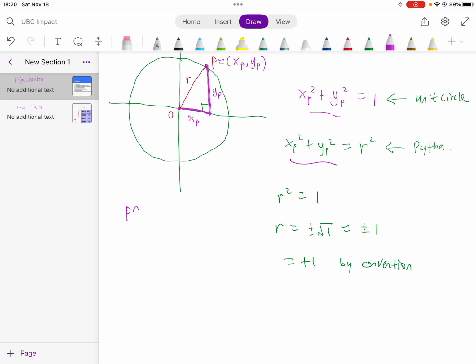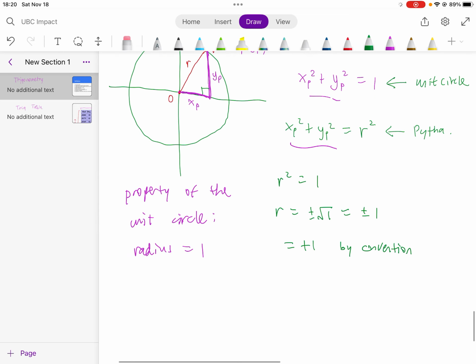So property of the unit circle, radius equals 1. The word unit means 1, in fact. It comes from the Latin word unum, which means 1. And so whenever you see unit something, a lot of times it means 1. So that also gives it away. And this 1 refers to the fact that the radius is 1.